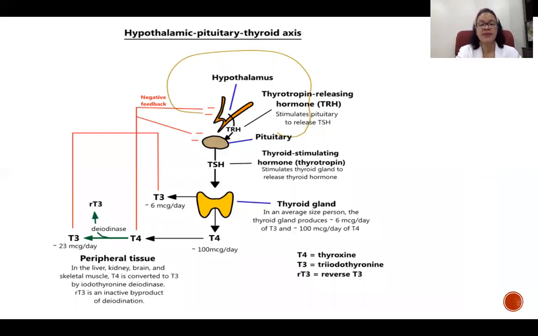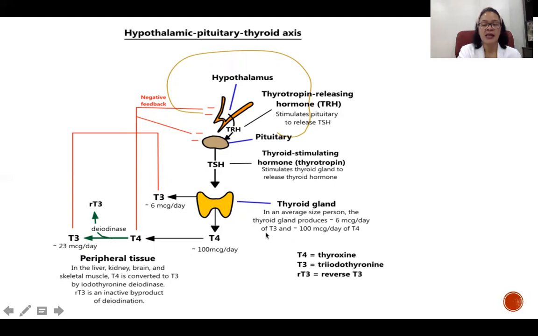So this is the hypothalamic pituitary thyroid axis. So we have your thyrotropin releasing hormone. So what's the role of your TRH? It stimulates the pituitary to release the TSH. And the TSH will stimulate the thyroid gland to release both the thyroid hormones T4 and T3.